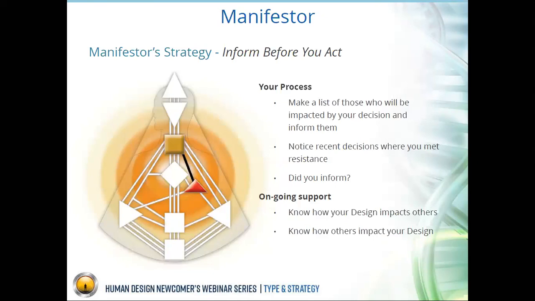We're not here to do that anymore. The projector is really here to be the guide, okay? But manifestors are still here, and we're making an impact, we're living our lives, and the strategy of informing helps us to do that. So getting some ongoing support can be really helpful. Knowing how your design impacts other people, get a reading, do some investigation on your own. And then also really, if you can, getting the birth data of people around you and finding out how they're impacting you. You're going to get a lot of information here at the beginning. It's so much fun.